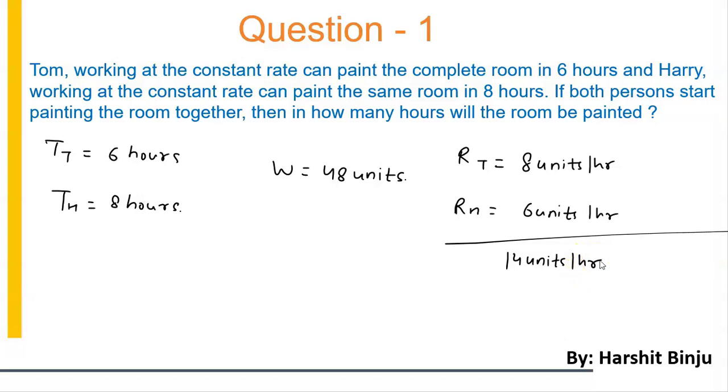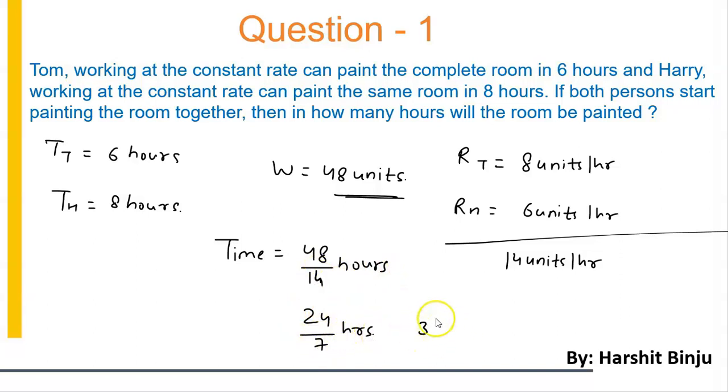Now, how much do they have to work? They have to work 48 units. So how much time will they take? The total time taken by them will be 48 divided by 14 hours, which you can simplify, and which will come out to be 24 by 7 hours, or you can write 3 3 by 7 hours, whichever way you wish to do it, depending upon what options you have. All right, so I think this was the easy one. Let's move on to the second question.